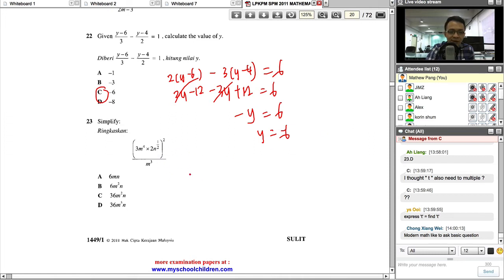Alright, this one is just a simple indices. I multiply 2 into here, it becomes, oops, this is not 3 because you have to square every single one. If you square every single one, the 3 will become 9.